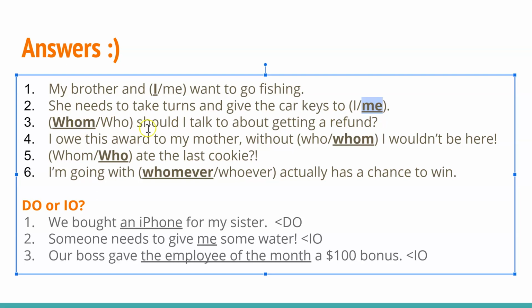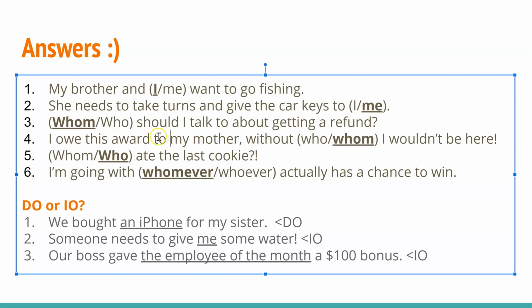Okay? Now, questions are tricky because whenever you have a question, you have rearranged the order of words, right? So technically, like, I should talk to someone about getting a refund. So that was tricky. But my understanding is that this should be whom. In this next sentence, I, subject, owe, verb, this award, object, to my mother, recipient.